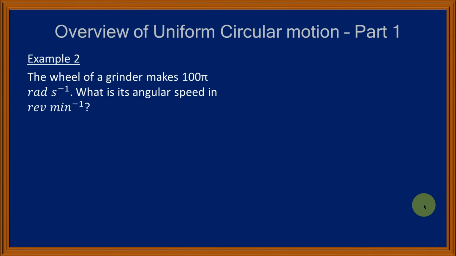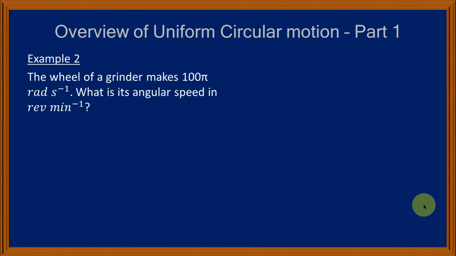This lesson is an overview of the topic uniform circular motion. You have probably seen questions such as this. The wheel of a grinder makes 100 pi radians per second. What is its angular speed in revolutions per minute? But before I answer such questions, I'd like to go through certain important concepts in uniform circular motion that we need in order to understand such questions.